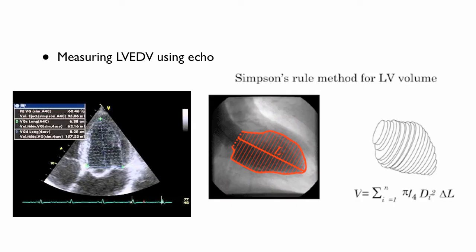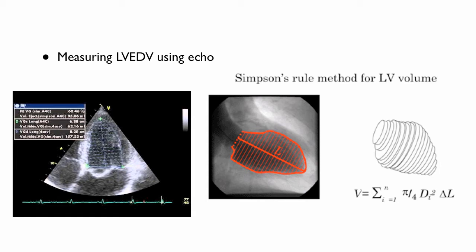One of the problems with thinking about volume as preload is that it's not so easy for us to measure volume. It's much easier for us to measure pressures such as CVP and pulmonary artery occlusion pressure. But one of the ways that we can measure or estimate volume in the ICU is using echo and using Simpson's rule for measuring the volume.